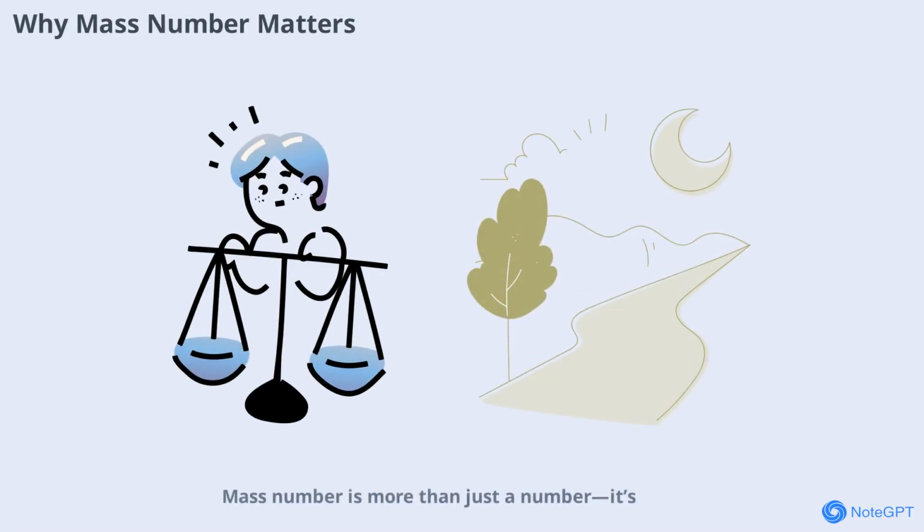Mass number is more than just a number, it's crucial for understanding the properties of atoms and elements. It affects atomic mass, stability, and how atoms interact in chemical reactions. Knowing the mass number helps scientists predict behavior, identify substances, and even date ancient artifacts using isotopic analysis.